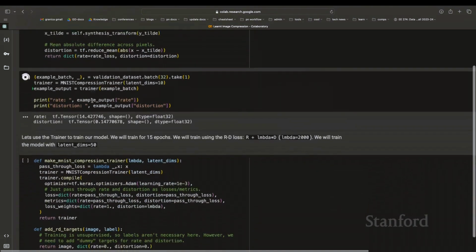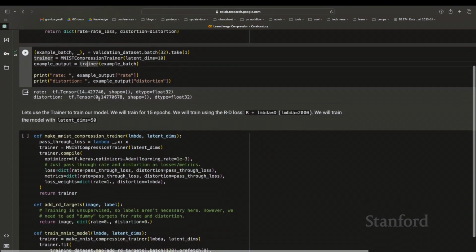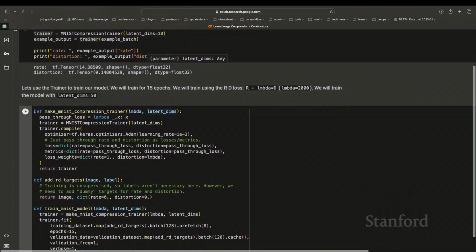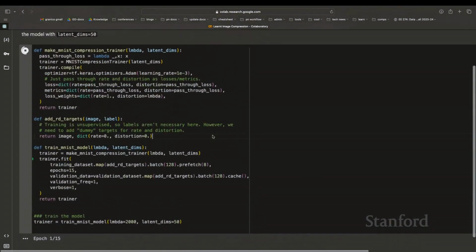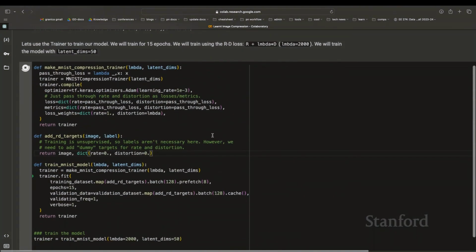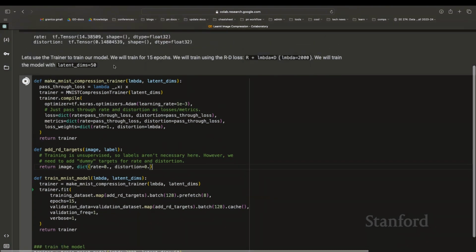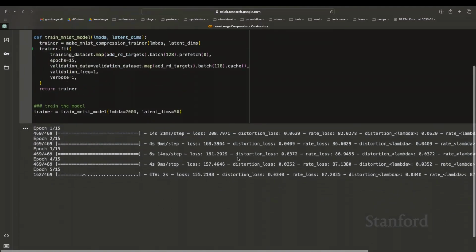And so now we can just see if this works. We can apply this trainer to something to get some values of rate and distortion. And so in the next step, let's just go ahead and train it. Let's backpropagate, take gradients, and try to learn these million parameters, which optimizes for rate distortion. Here I'm taking lambda to be 2000 and my latent dimensions to be just 50. MNIST is a data set with 28 by 28 images. So from a 28 by 28 dimension variable, we are converting into a 50 dimension variable. And it's training live, so you can see.